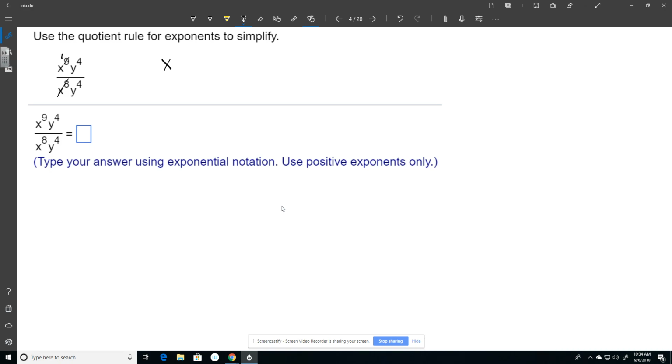And then my y's, I've got 4 y's being multiplied on top, 4 y's being multiplied on bottom. Those 4 cancel, those 4 cancel, and I'm left with nothing. Please don't put 0. You're left with 1. Remember that anything divided by itself equals 1. So y to the 4th over y to the 4th is actually 1, but we don't have to write the 1. So your final answer is x. It wants exponential notation, which we have. There's only a 1 exponent right there, but we don't have to use that because it's only a 1.